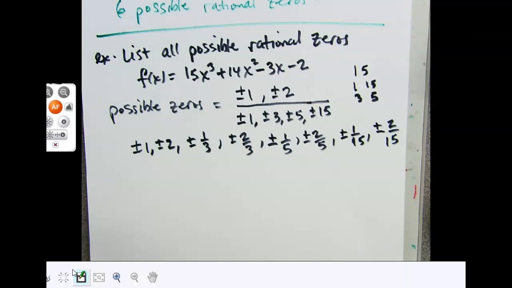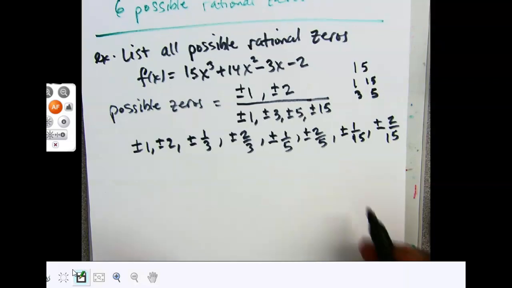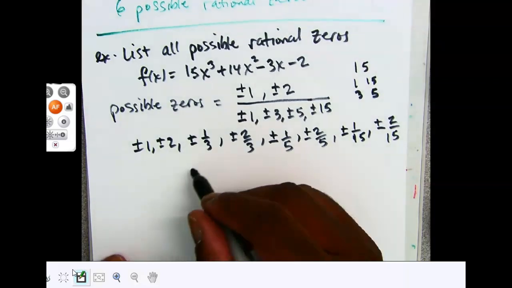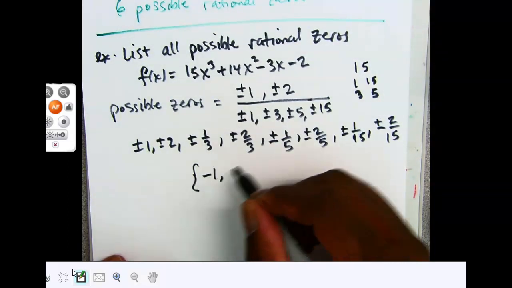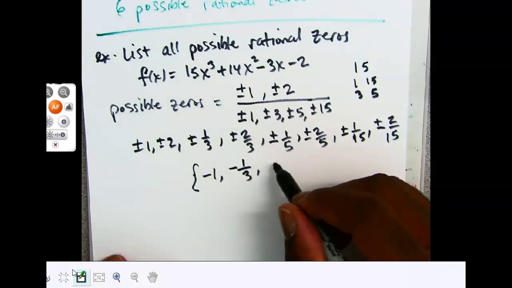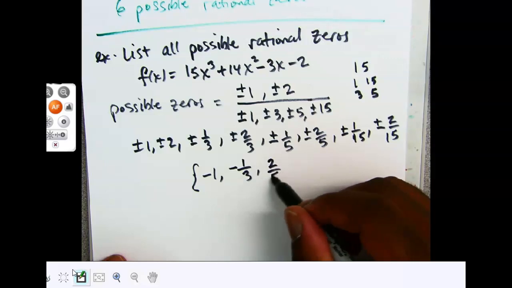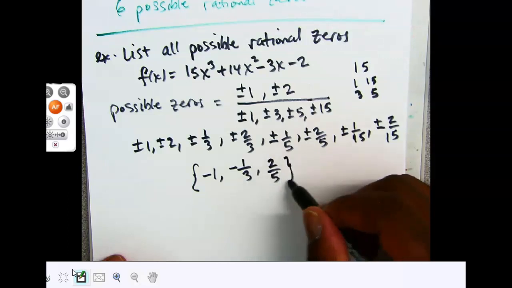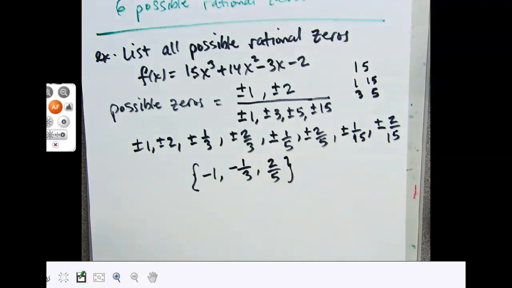So again, there's 16. The ones that actually work here are -1, -1/3, and 2/5. Those are the set of our zeros there.